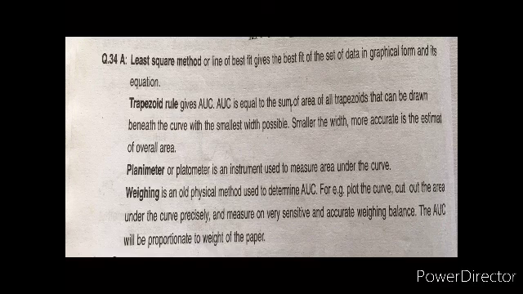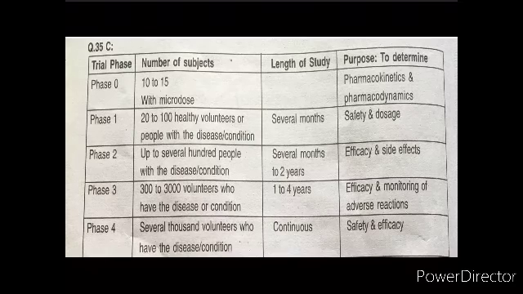Planimeter is the instrument used to measure area under curve. Again, weighing is an old physical method for determining area under curve. For example, you plot the curve, cut out the area under the curve precisely, and measure it on a sensitive and accurate weighing balance. The AUC will be proportional to the weight of the paper.